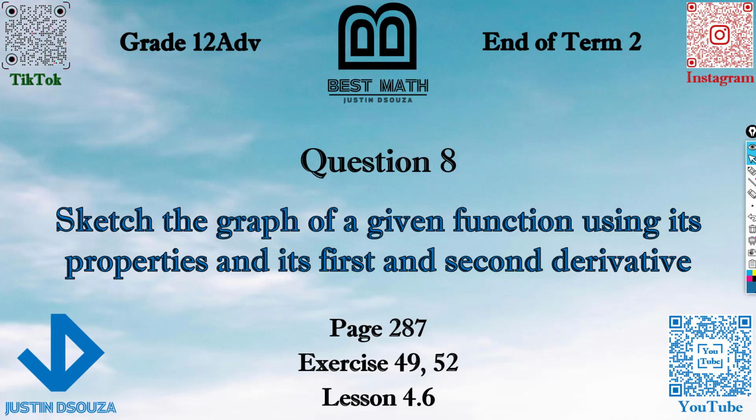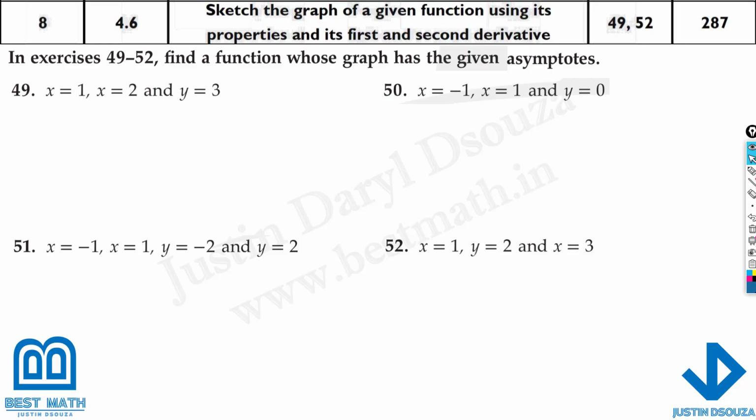In this question, we have to sketch graphs of a given function using the properties of the first and the second derivatives. It's from lesson 4.6. I will directly tell you a shortcut method for this. They have told you x is 1, x is 2, y is 3, and so on. They've given you the asymptotes basically. So which is the correct equation?